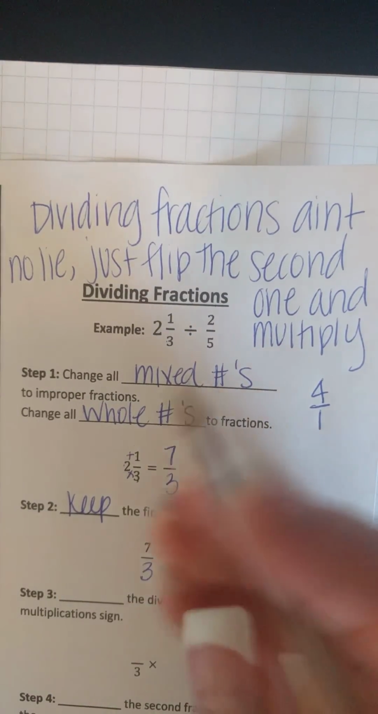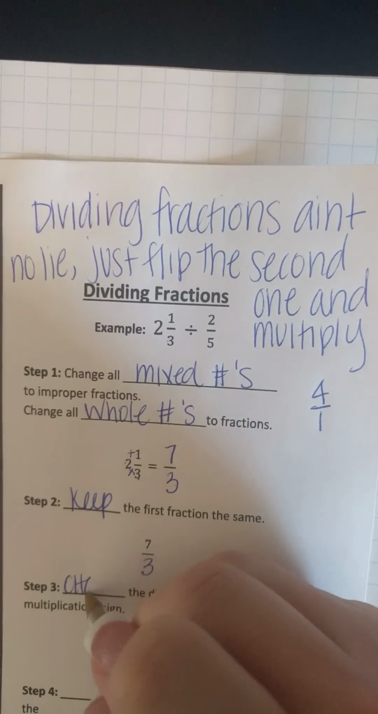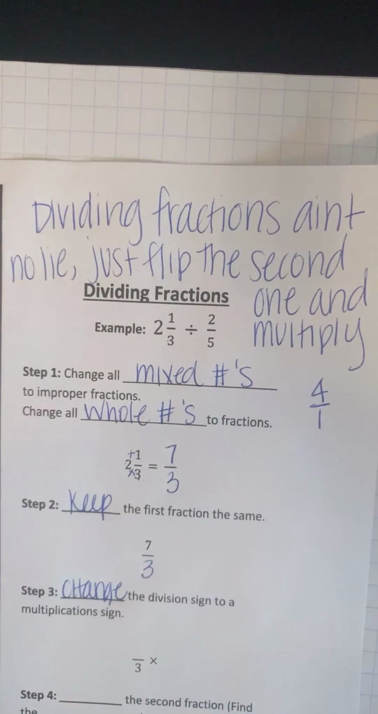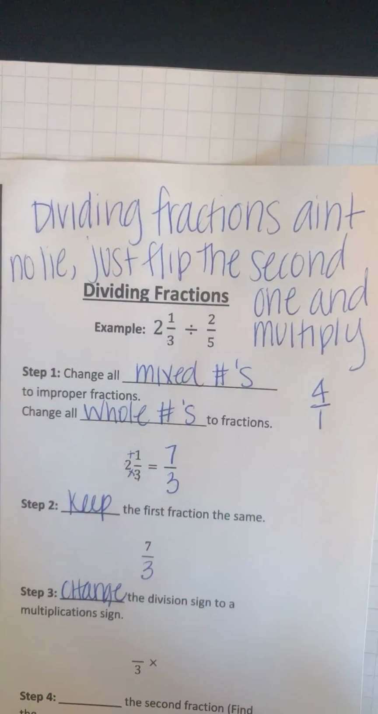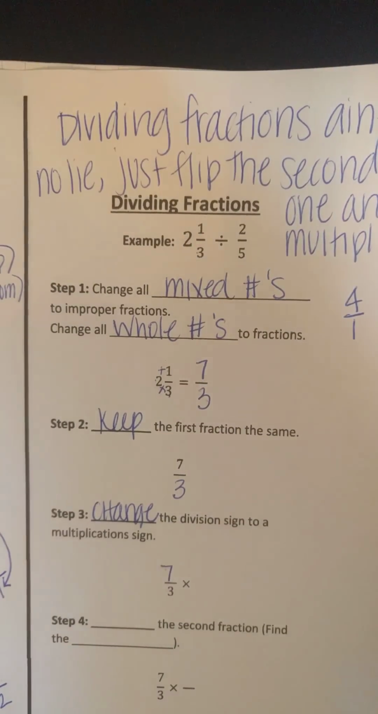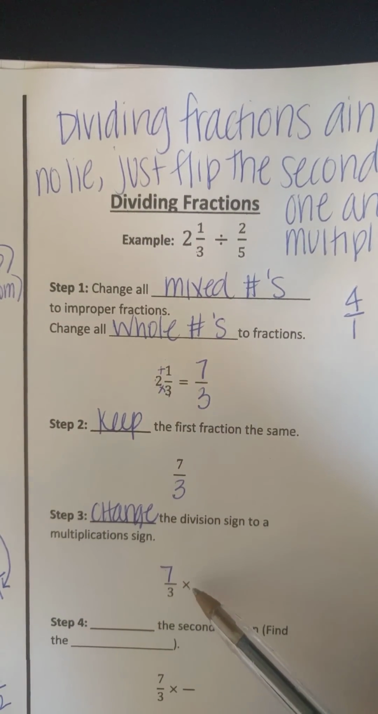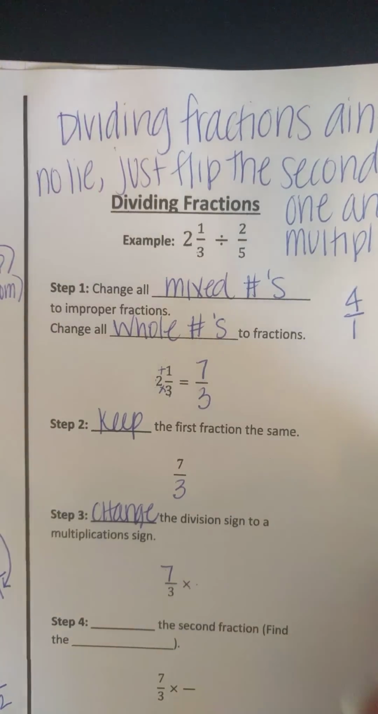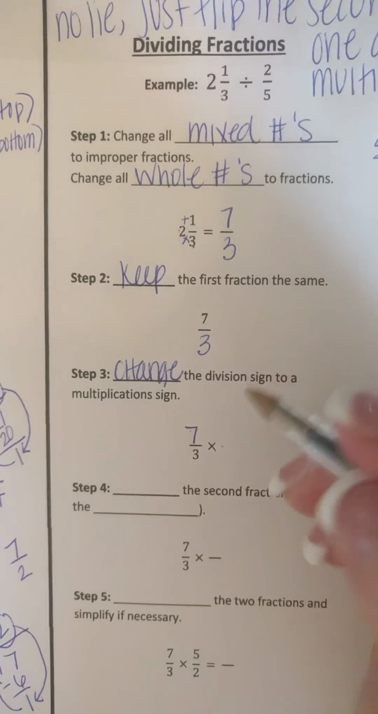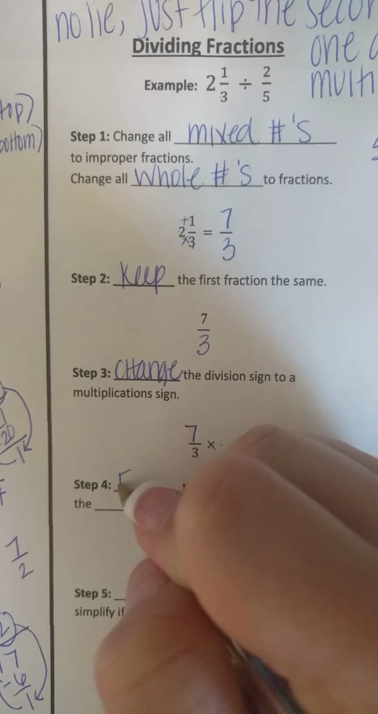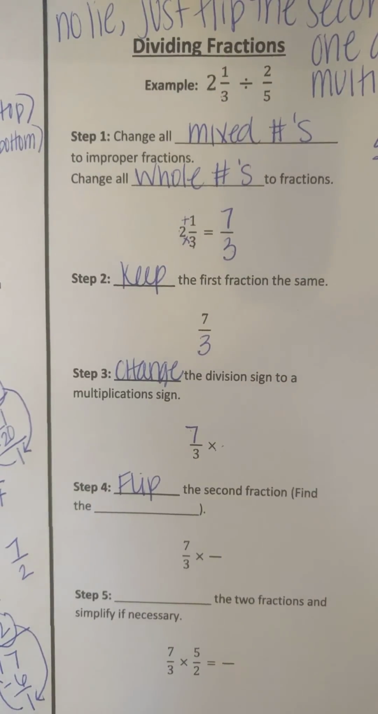The next thing we're going to do is change the division sign to a multiplication sign. So 7/3 still. Now instead of divided by, it's now times. Okay, and then last but not least, we're going to flip the second fraction.